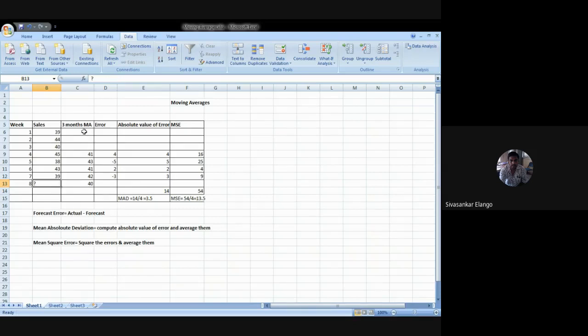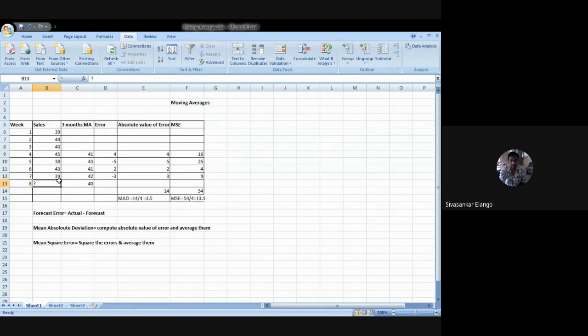If it is 3 months, for the first 3 months we will not predict. We use the past 3 weeks of sales to predict the sales of the 4th week, and for the 5th week we use the sales of weeks 2, 3 and 4, and so on. It is a prediction based on the past values and current values. You can predict the future values.